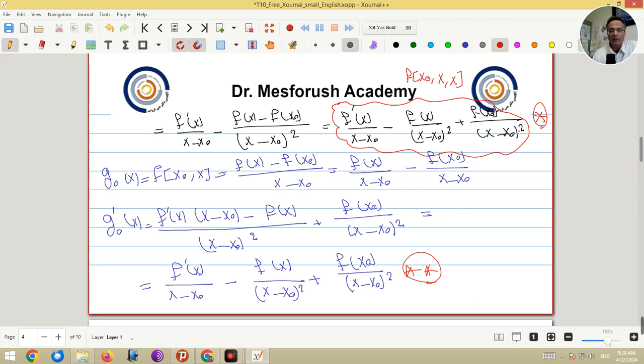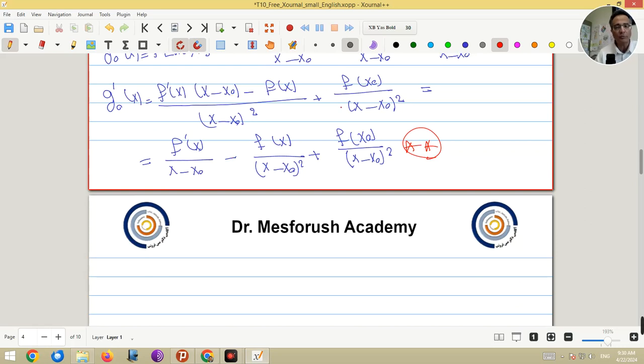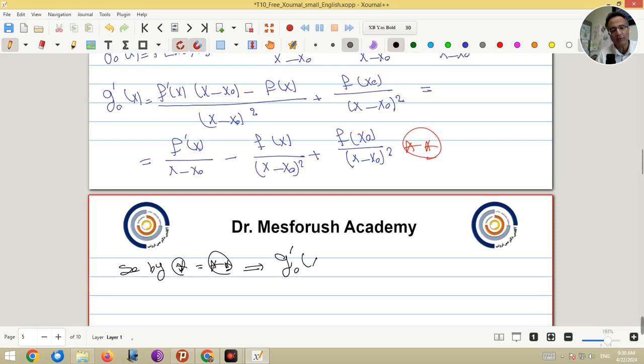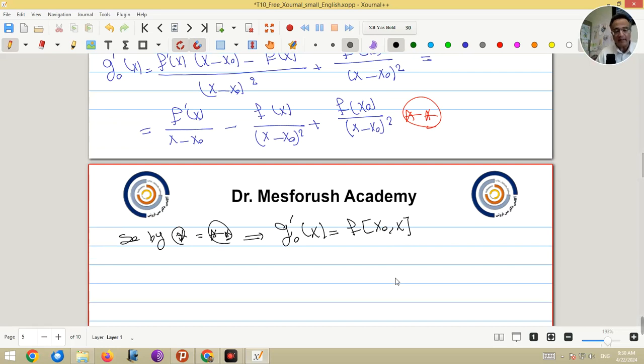Okay, compare star and double star. So you can see the first step of induction is proved. By star equal to double star, we get g0 prime of x will be f of x0, x and x. This is in fact the first step of induction. Now the assumption of the induction is that it is true for i equal to n.